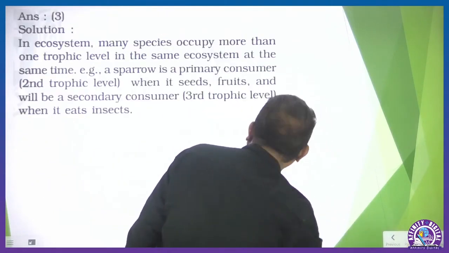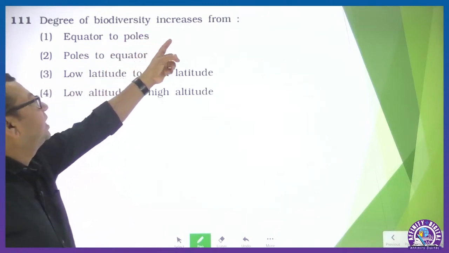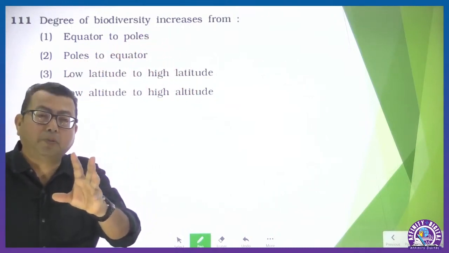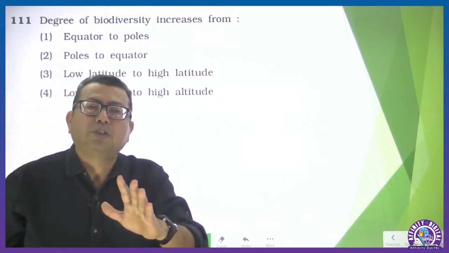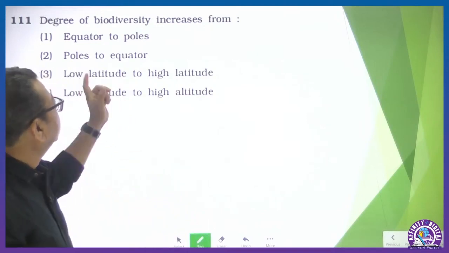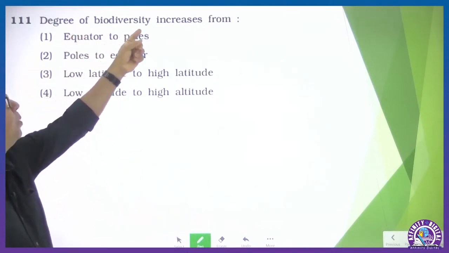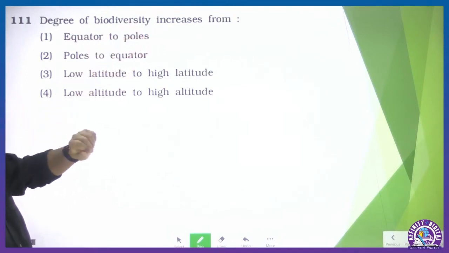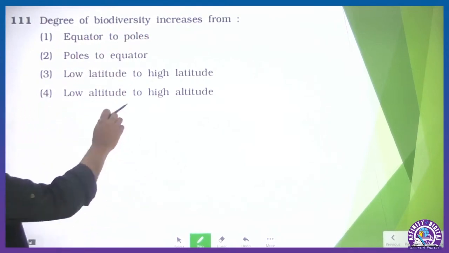Okay, so moving on to the next question, degree of biodiversity. This is another question on ecology, because ecology is a very important part of your botany paper, because 8 to 10 questions generally come from ecology. The next question is from the biodiversity and conservation chapter. So degree of biodiversity increases from what?